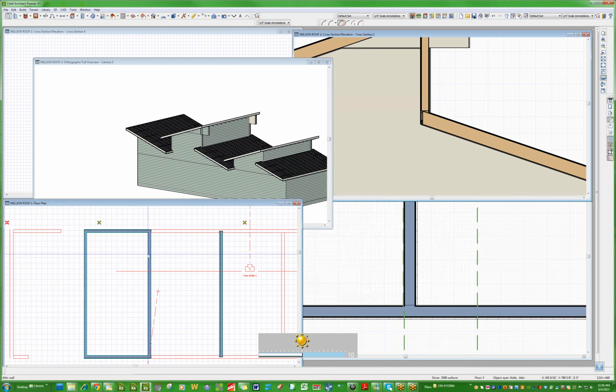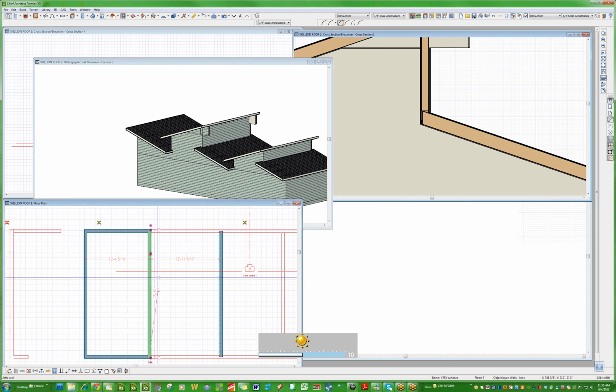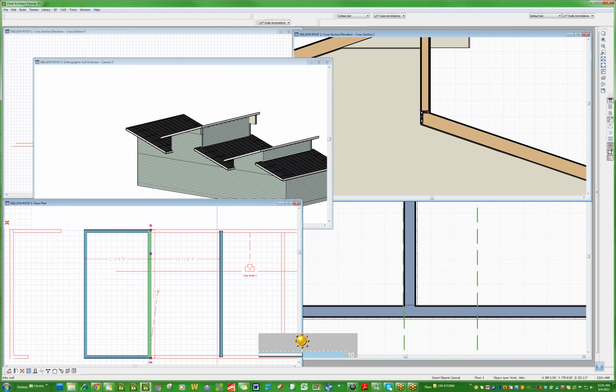So let me try something here. I think I can fix this quite easily, actually. Maybe I can't. Why can't I fix this thing? If I pull this back to here, what happens? Well, that surprises me.